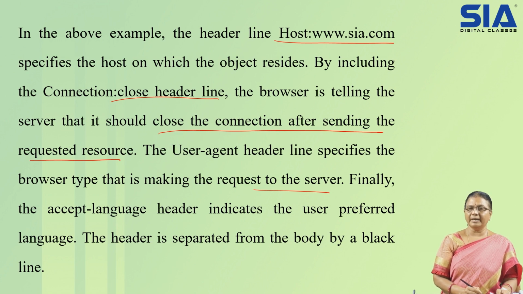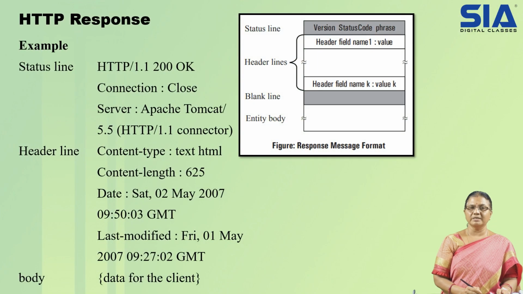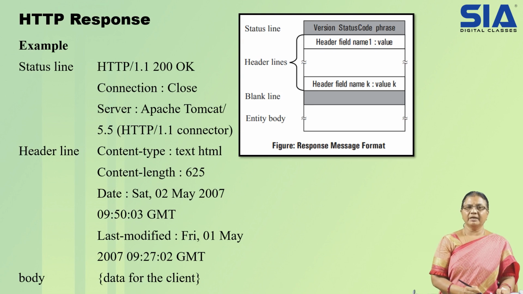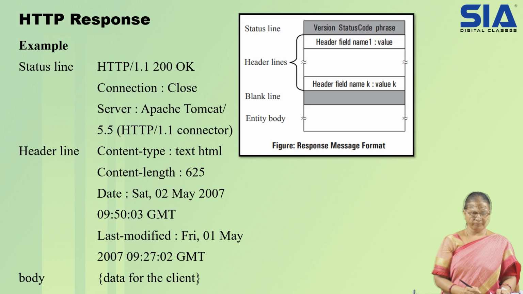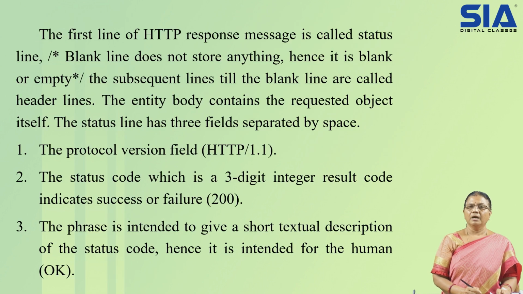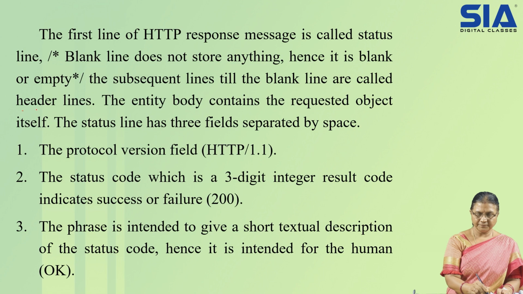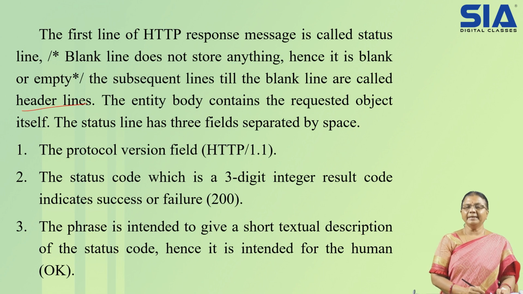The header is separated from the body by a blank line. So here once again I try to show that. You can see the example where the HTTP response is shown with status line, header lines and body. The first line of the HTTP response is called the status line. Then the blank line does not store anything; it is empty. Subsequent lines up to the blank line are called header lines. The entity body contains the requested object itself.